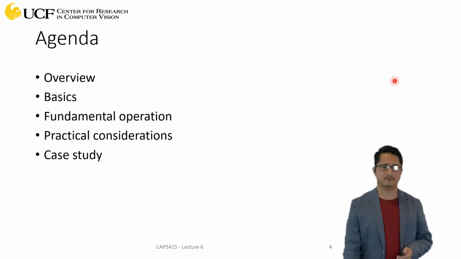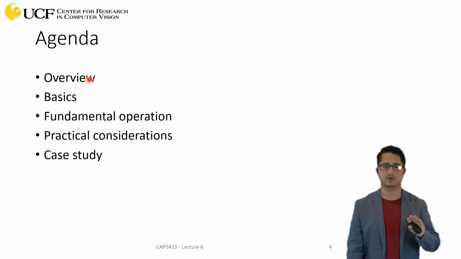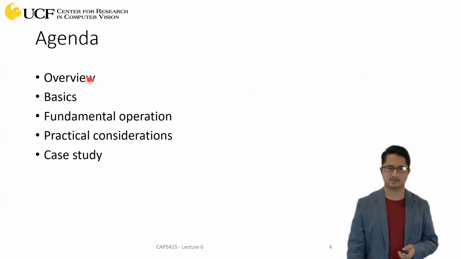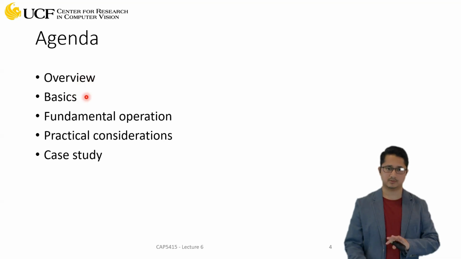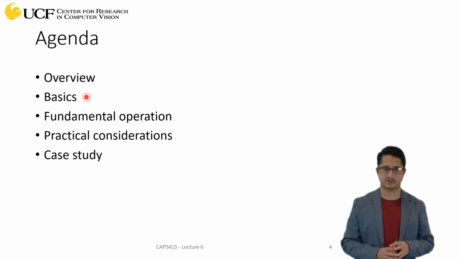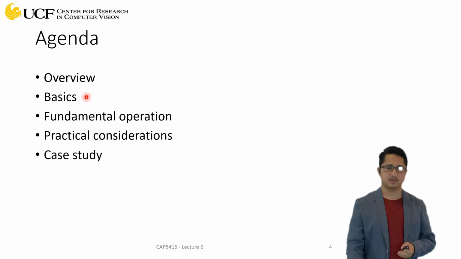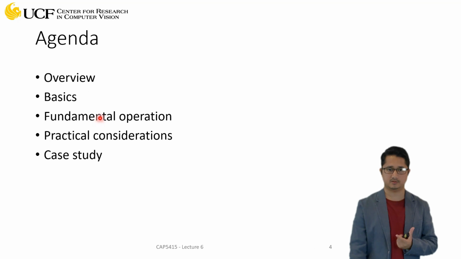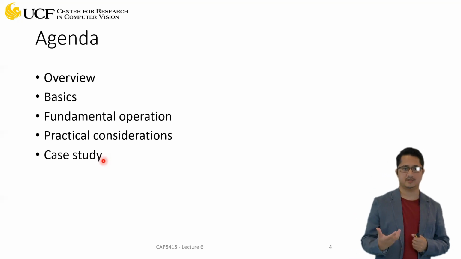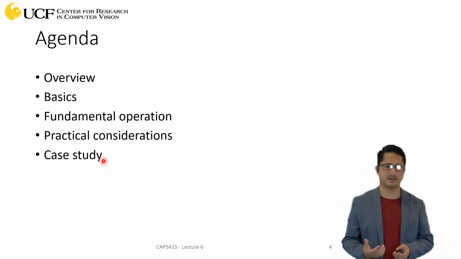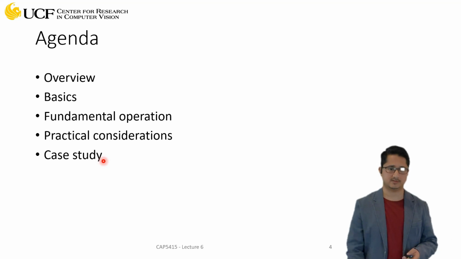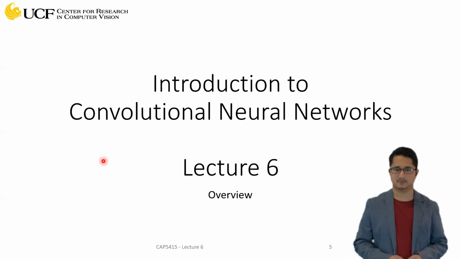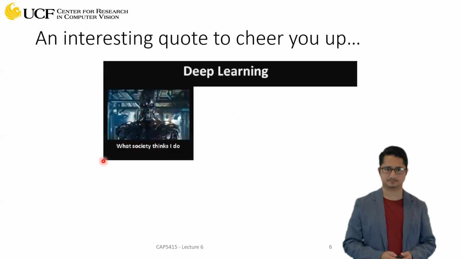In the agenda, first we will talk about the overview, to give you a high-level idea of where these CNNs are used. And then we'll go through some of the basics which we have already covered in past lectures, but which are relevant to this topic. Then we will directly jump into the fundamental operation, which is the convolution operation, or you can say correlation operation. And then some practical considerations, things you should be aware of when you're designing a neural network. And finally, a case study where we'll take a well-known CNN architecture and try to understand how it works and what the different components are there. So let's start with the first segment, which is the overview of CNNs.